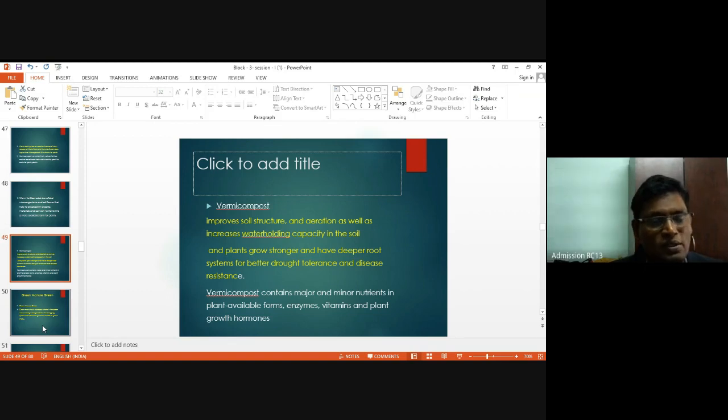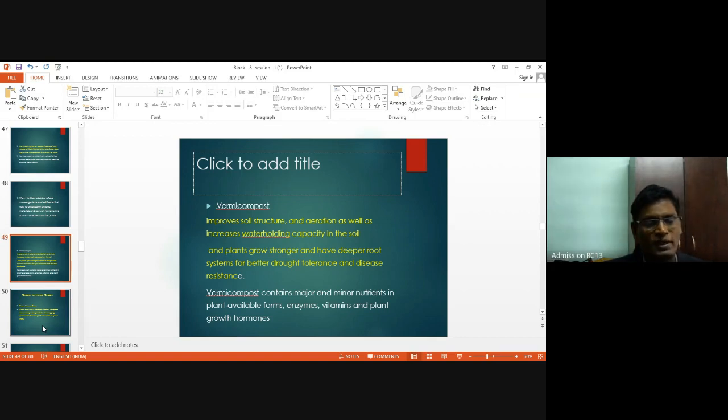So what is the advantage of the compost manures and different types we are studying so far? Each has its own important role in giving strength to the soil and to the plant. Plants grow stronger when you apply this kind of manure and have deeper roots. Deeper roots mean the roots can grow deeper, giving better drought tolerance. That means that in drought conditions or with minimal water supply, the plant can tolerate it. It also gives the plant strength against disease, which is what we call disease resistance of the plant.